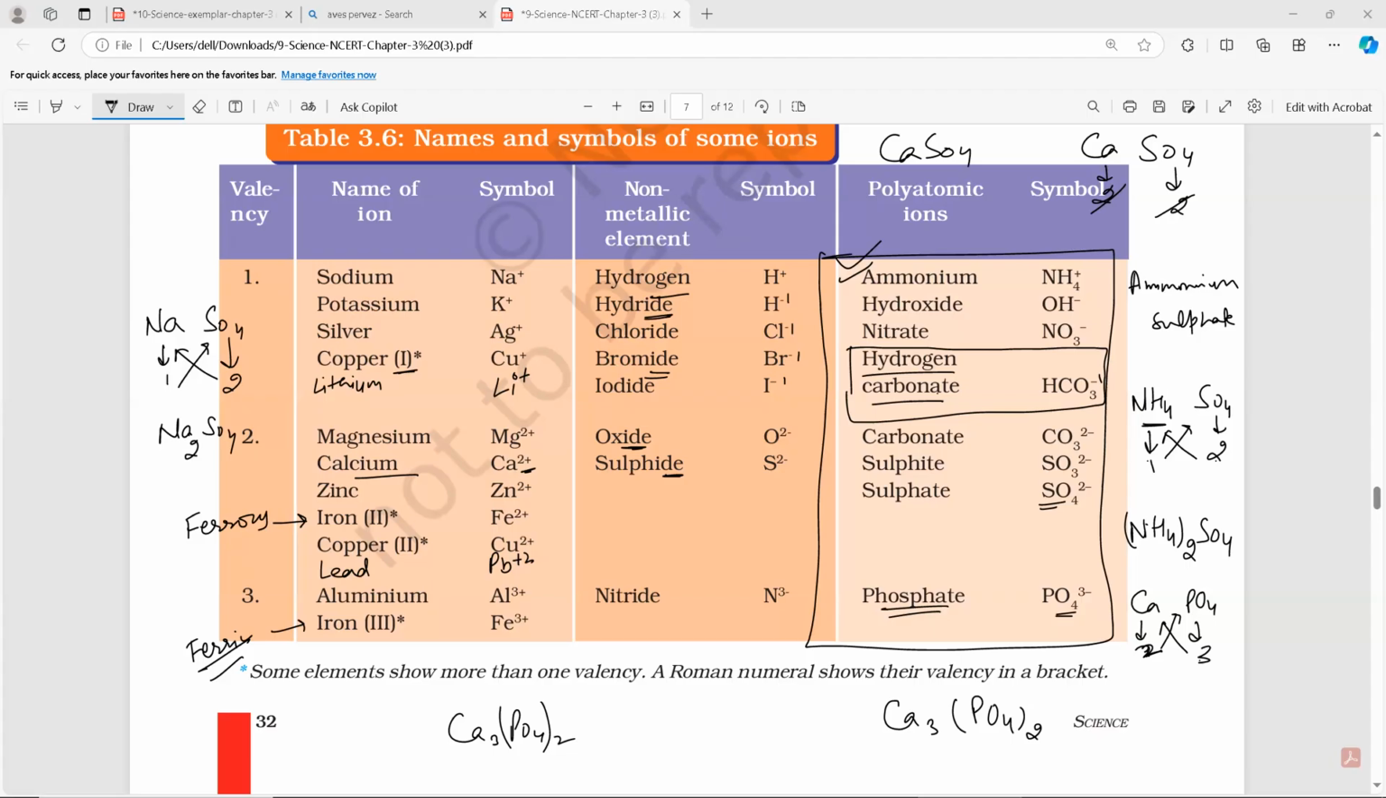This chart is the basics of chemistry. If you learn this chart thoroughly in a good manner, then you will be able to learn the proper correct formula of the compound, and then you will be able to write the chemical equations also.